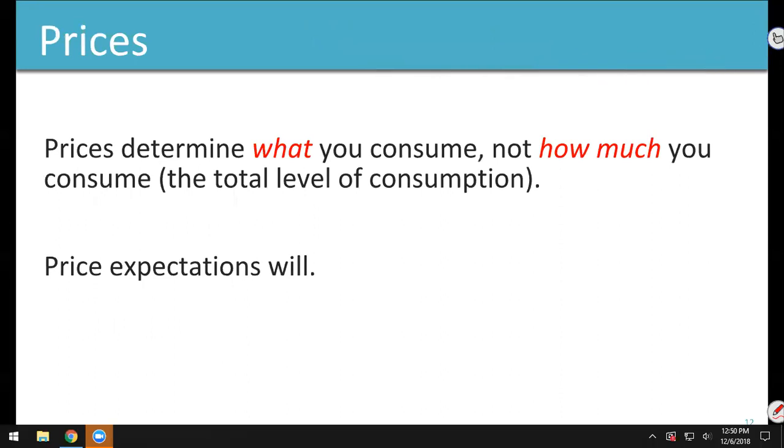So, what was not on that list was prices. Prices do not determine how much of your paycheck you're going to spend. Prices do determine what you're going to spend that money on.